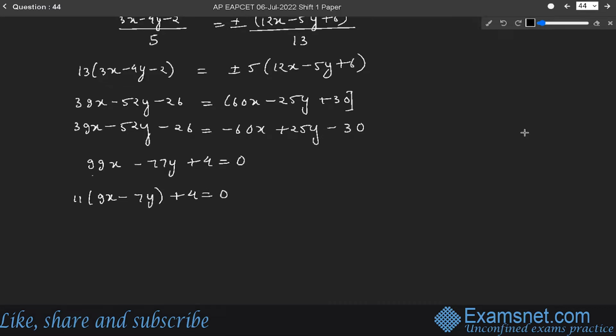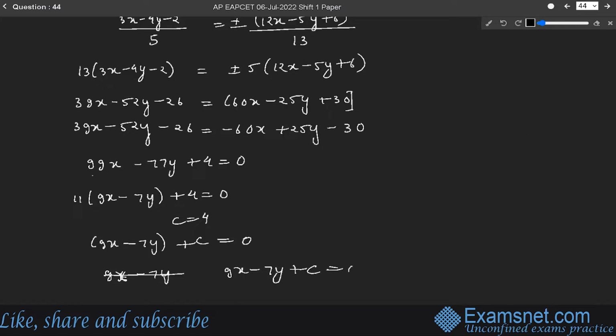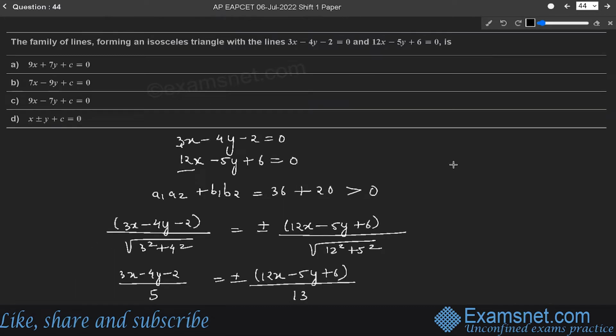Here, c is equal to 4. So replacing 4 by c, we get 9x minus 7y plus c is equal to 0. 11 will also go to the right hand side, so it will be also 0. So the equation is 9x minus 7y plus c is equal to 0. So we can say that the family of lines forming the isosceles triangle with the given lines is 9x minus 7y plus c is equal to 0. Therefore, option number C is the correct option for this question.